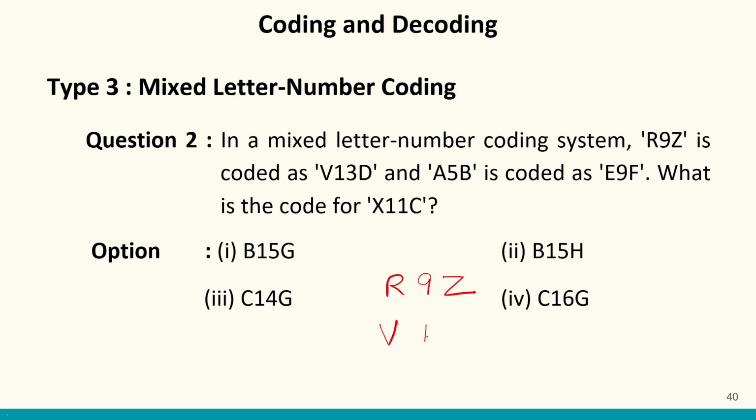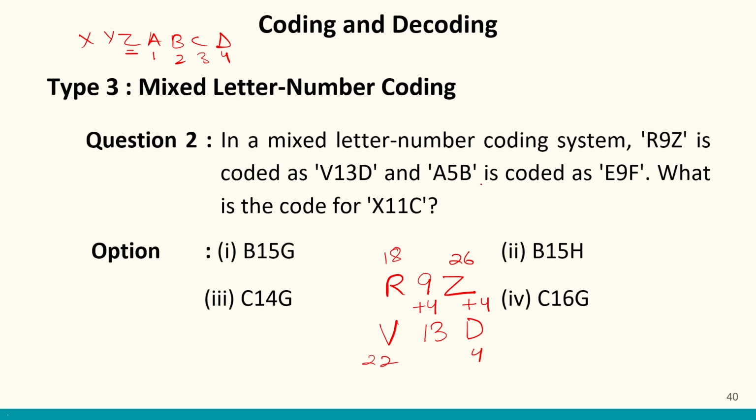R9Z is written as V13D. If you know, R is coded as 18 and V is coded as 22. 9, if we add 4 into this, we'll get 13. And Z is coded as 26. And if we move 4 positions forward, we'll get D. How? Because I told you the concept of looping. If you have to go 4 positions forward from Z, you will go to 1 position, 2 position, 3 position and 4 positions. So D will be the code. So here I can clearly see that we are moving 4 positions forward.